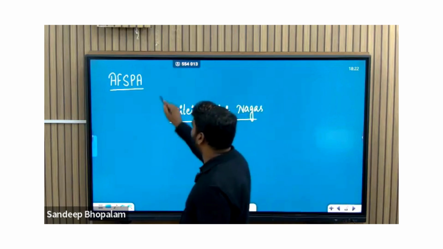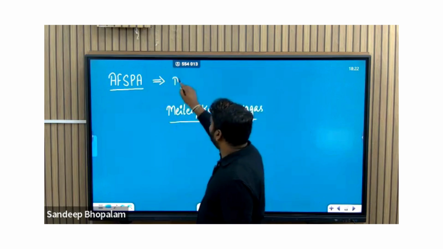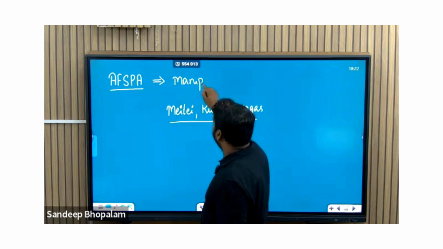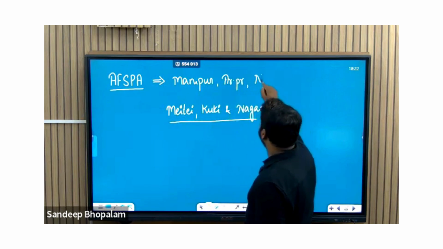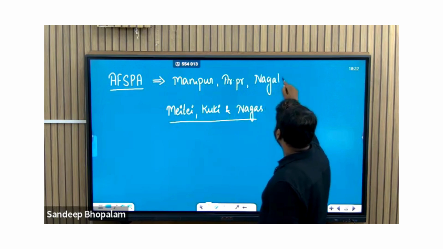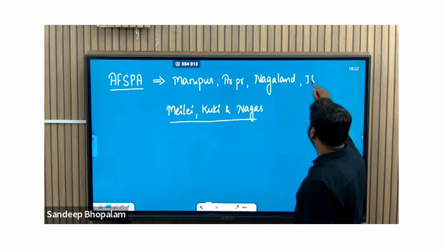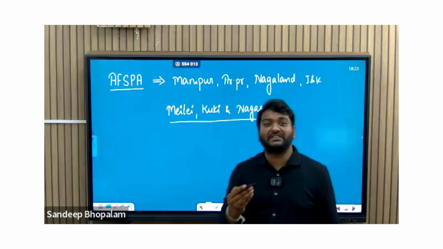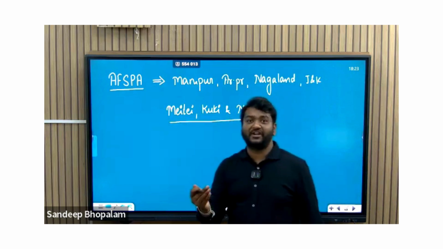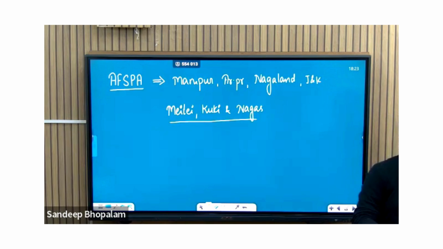And most importantly, please understand, AFSPA is now in Manipur, it is also there in Arunachal Pradesh, parts of Nagaland. It is there in Jammu Kashmir as well. Recently, the Manipur government has extended it by 6 months. Remember, the state government can extend it or the central government can also extend it. So just know that particular aspect. There's nothing much.